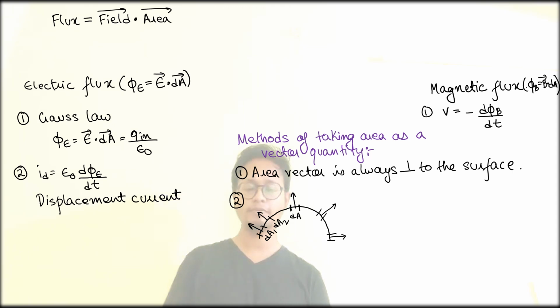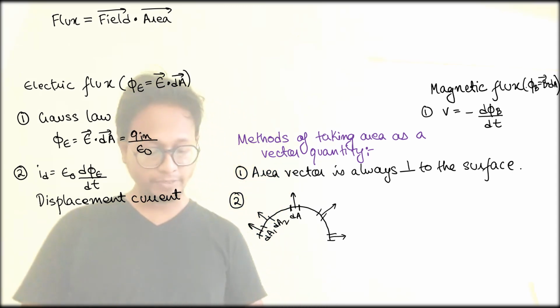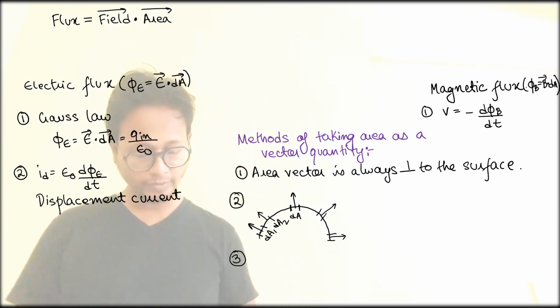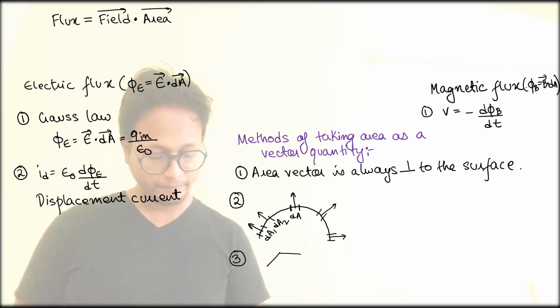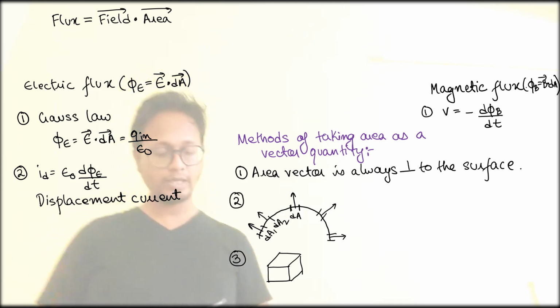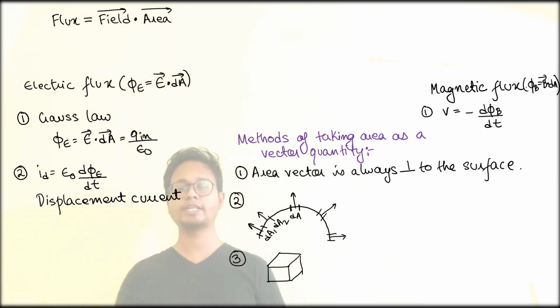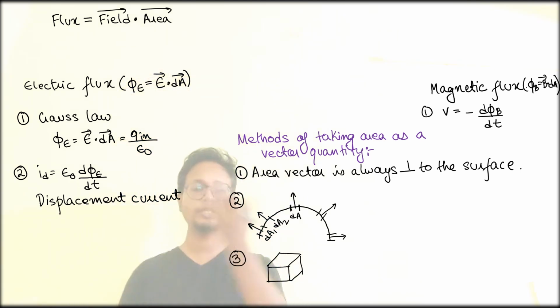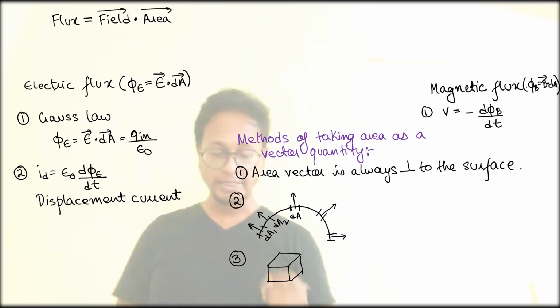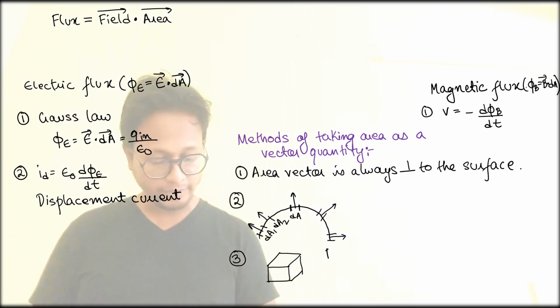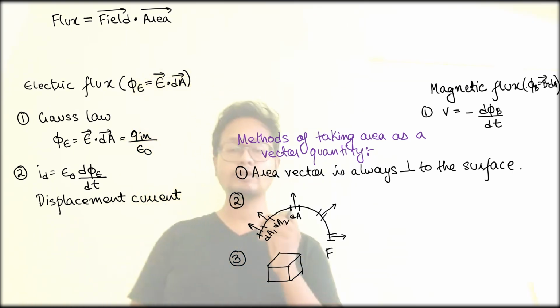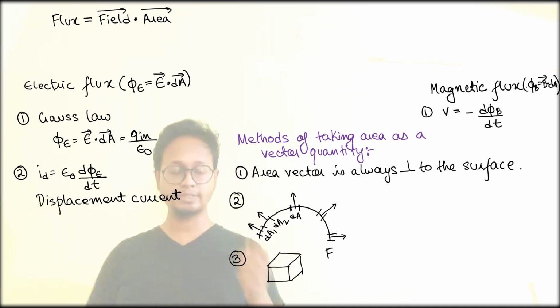Now the third type of question. Okay, what happens for a closed surface? Okay, suppose a cube is there. How do you take an elemental area for a cube or a closed surface? So basically, for a closed surface, the area vector is always pointed outside the surface.